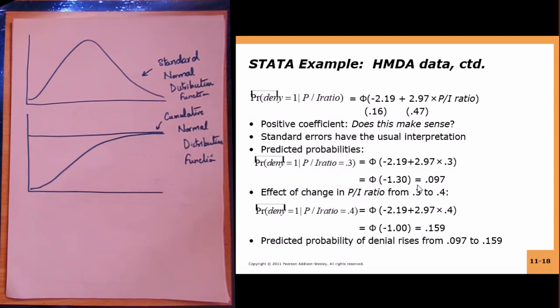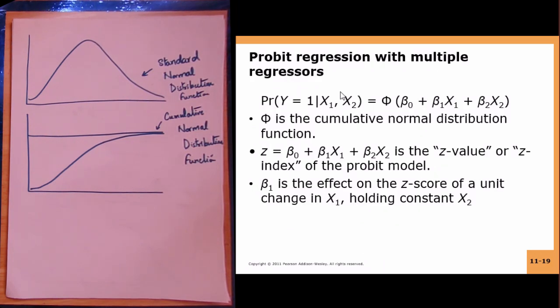For PI ratio 0.3, you take phi of minus 1.3 and you get 0.097. When the PI ratio changes to 0.4, the z value becomes minus 1, and phi of minus 1 is 0.159. So the probability of denial of the mortgage application changes from 0.097 to 0.159, and this is what we expect.